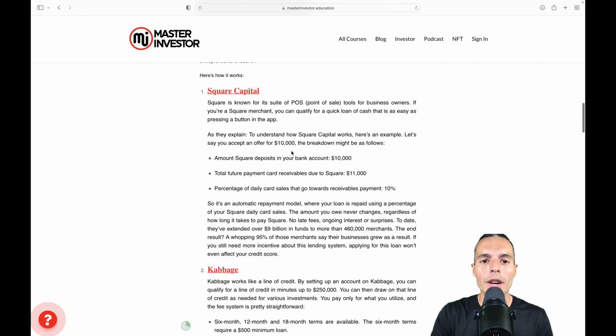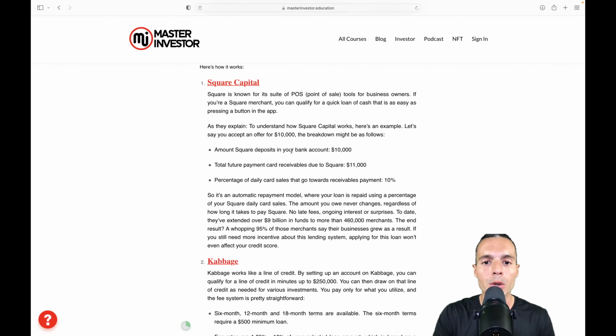Number one, Square Capital. Square is known for a suite of POS, point of sale tools for business owners. If you're a Square merchant, you can qualify for a quick loan of cash that is as easy as pressing a button in the app.